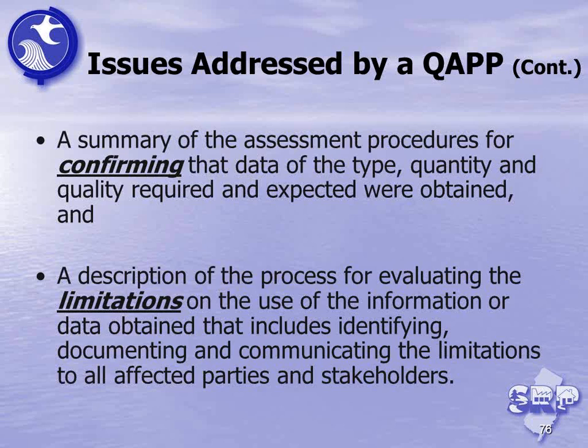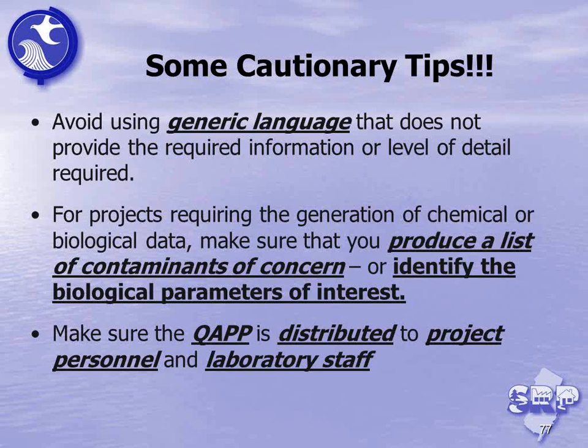It's great you have a plan on the front end, but if you don't do the follow-up and say, did we do what we said we were going to do? You get yourself in trouble later. Or if you do have to vary, you document why you varied from the plan. The description of the process for evaluating the limitations on the use of information and data. How are we reviewing the data? Who's going to review the data? Are they qualified to review the data? Are all things that you should discuss in the plan. Again, cautionary tip: avoid the generic language. I don't really talk about biological data specifically, but if you're collecting flora and fauna, if you're going to collect some salamanders and throw them in the Bass-O-Matic, you really should talk about how you're going to do that.